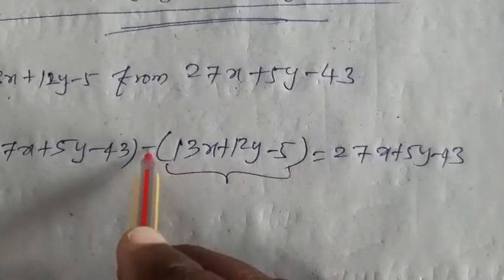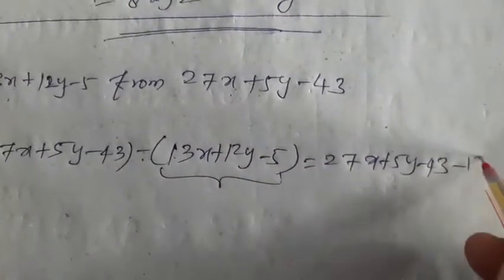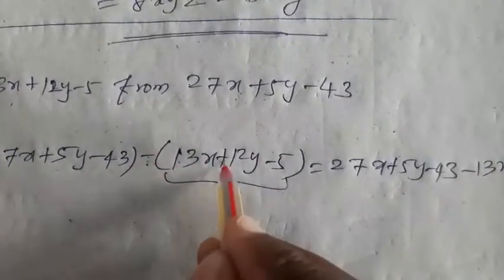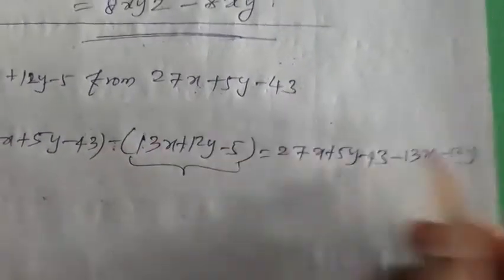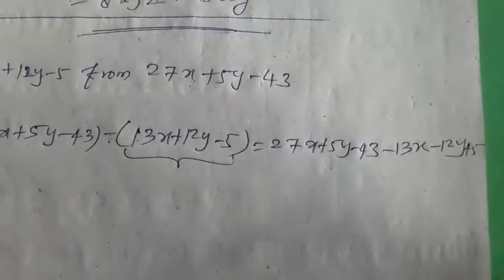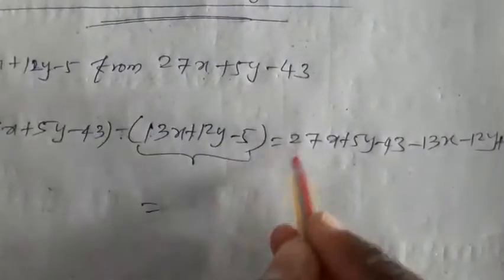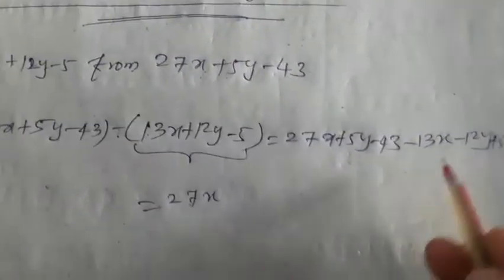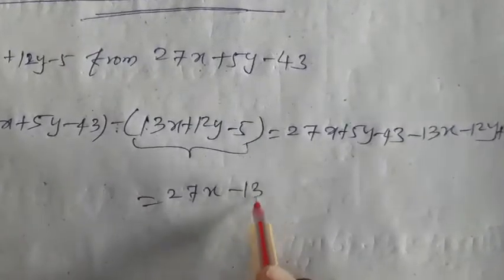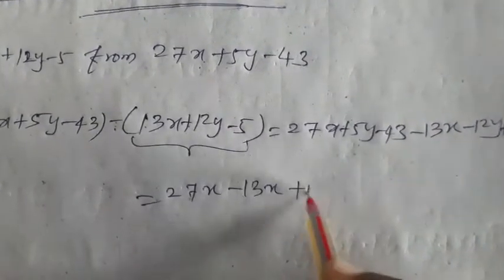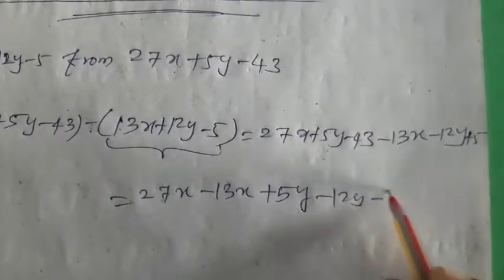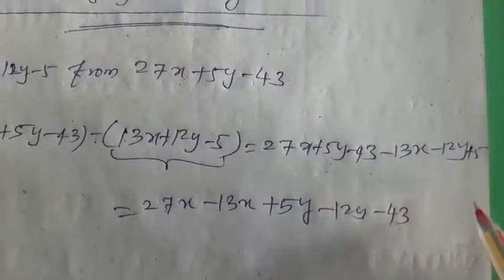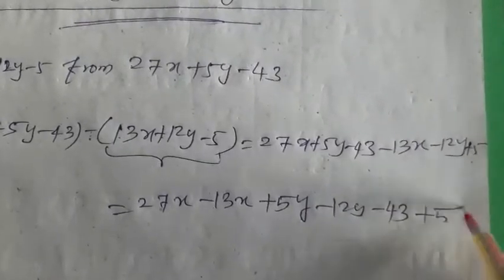The minus take multiply. Minus into plus minus, minus 13x. Minus into plus minus, minus 12y. Next minus into minus plus, so plus 5. Now take solve. 27x. Next another like term is the minus 13x. Next here 5y. Next another one term is the minus 12y. Minus 43. Next constant term is the plus 5.